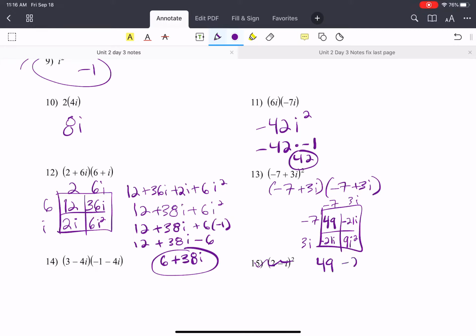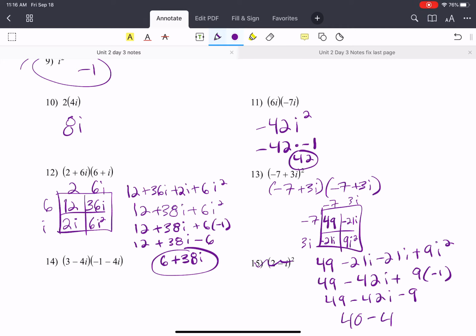49 minus 21i minus 21i plus 9i squared. I'm going to combine my like terms and change my i squared to a -1. Am I done? I'm close. What do I have left to do? Combine those. 40 minus 42i.